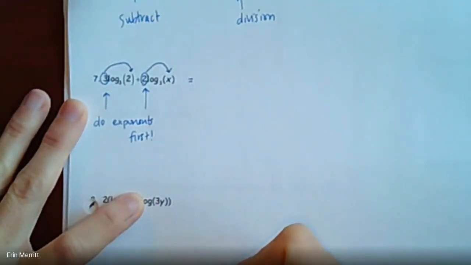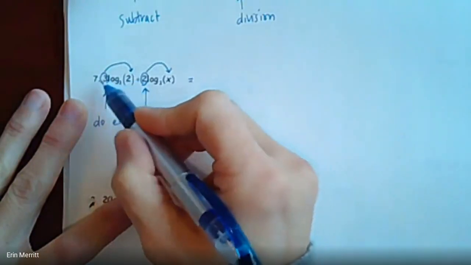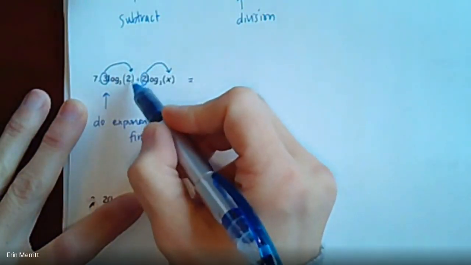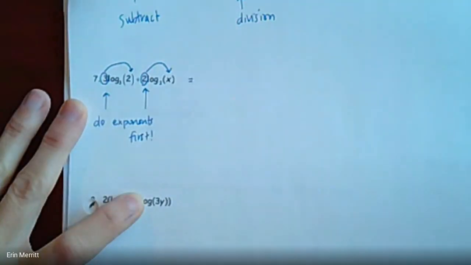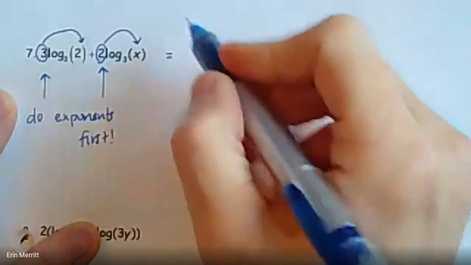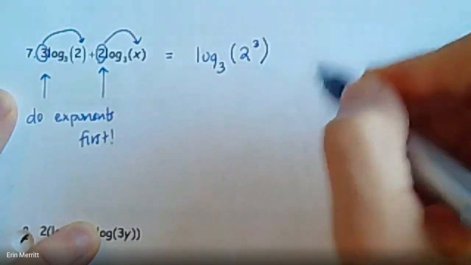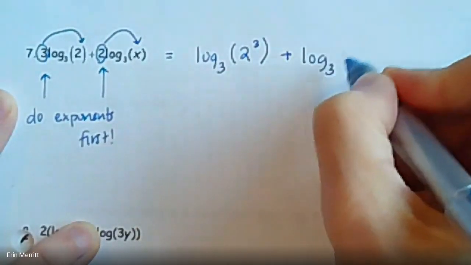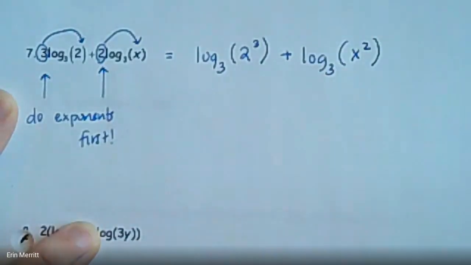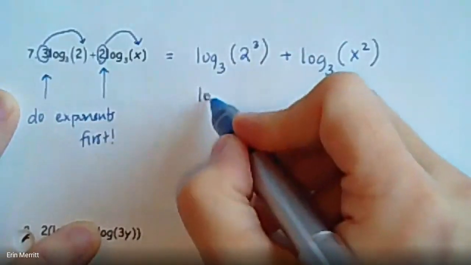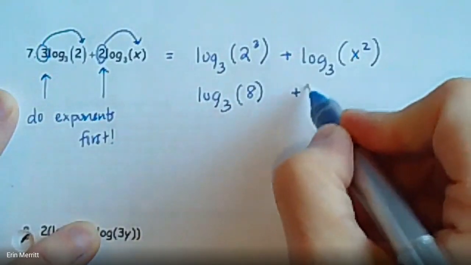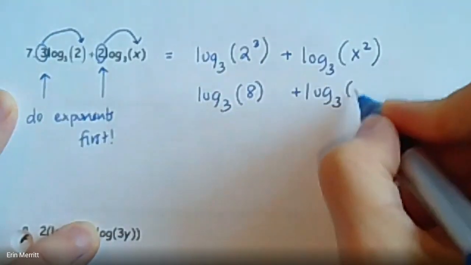Right? Now, something that sometimes gets asked here, so I want to be very careful about how I write this, is that the whole log is not going to get cubed. It's the 2 inside the log that's going to get cubed. So when I do this, let me see if I can zoom this just a smidge. There we go. It's going to look like log base 3 of 2 cubed, and then plus log base 3 of x squared. So same thing, the 2 is cubed, the x is squared. And since the 2 is cubed, we can clean that up. That's log base 3 of 8 plus log base 3 of x squared.